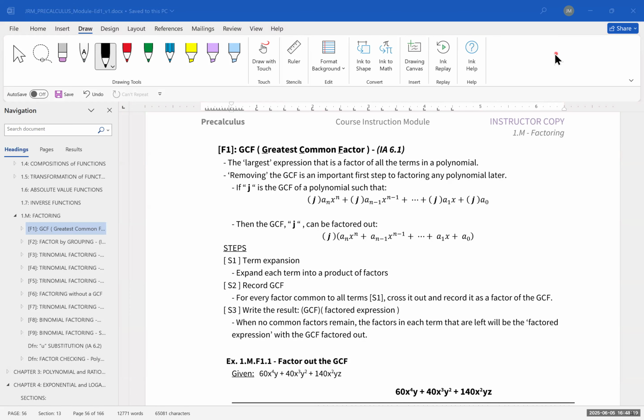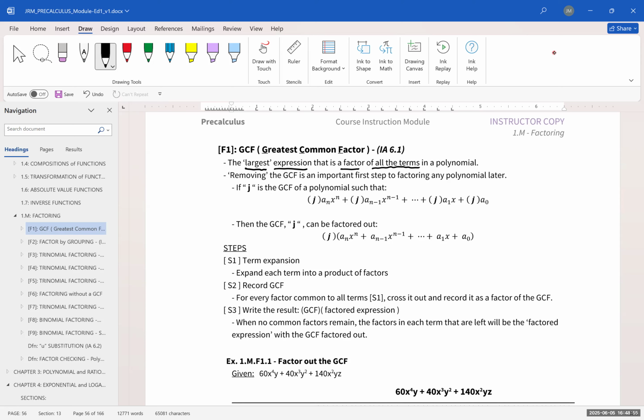All right, let's look at the greatest common factor factoring method. This is a very common factoring method that you'll see. So what is the greatest common factor? Well, the greatest common factor is considered the largest expression that is a factor of all of the terms in a polynomial. And so removing the greatest common factor is an important first step to factoring any polynomial later.